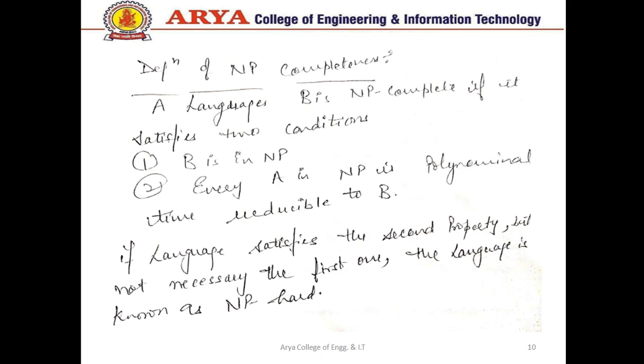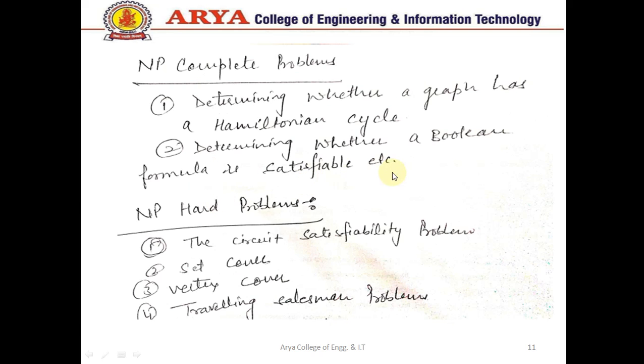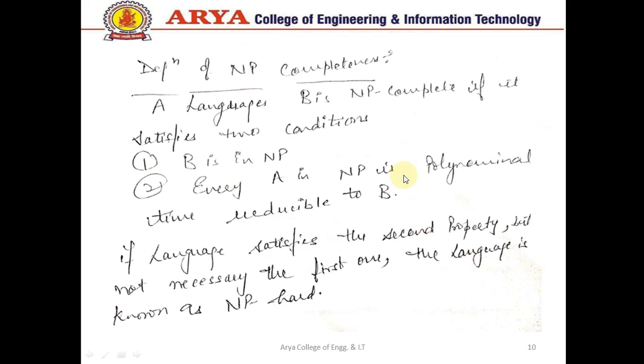Next, what is the definition of NP complete? A language B is NP complete if it satisfies 2 conditions. First, B is in NP. Second, every A in NP is polynomial time reducible to B. If the language satisfies the second property but not necessarily the first one, then we can say that it is NP hard. So for NP completeness, we have to prove both of these steps, but for an NP hard problem we have only one step.